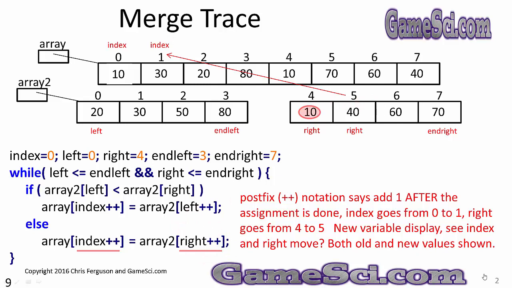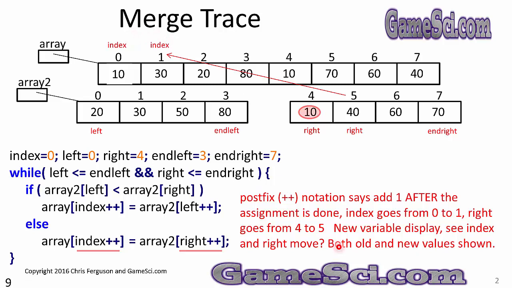Notice the new way that I'm displaying the variables. Do you see how index moved up by 1? You see how right moved up by 1? I kind of like this new format. What it allows me to show you is where right went to. After I added 1 to right, it went from 4 to 5. After I added 1 to index, it went from 0 to 1.